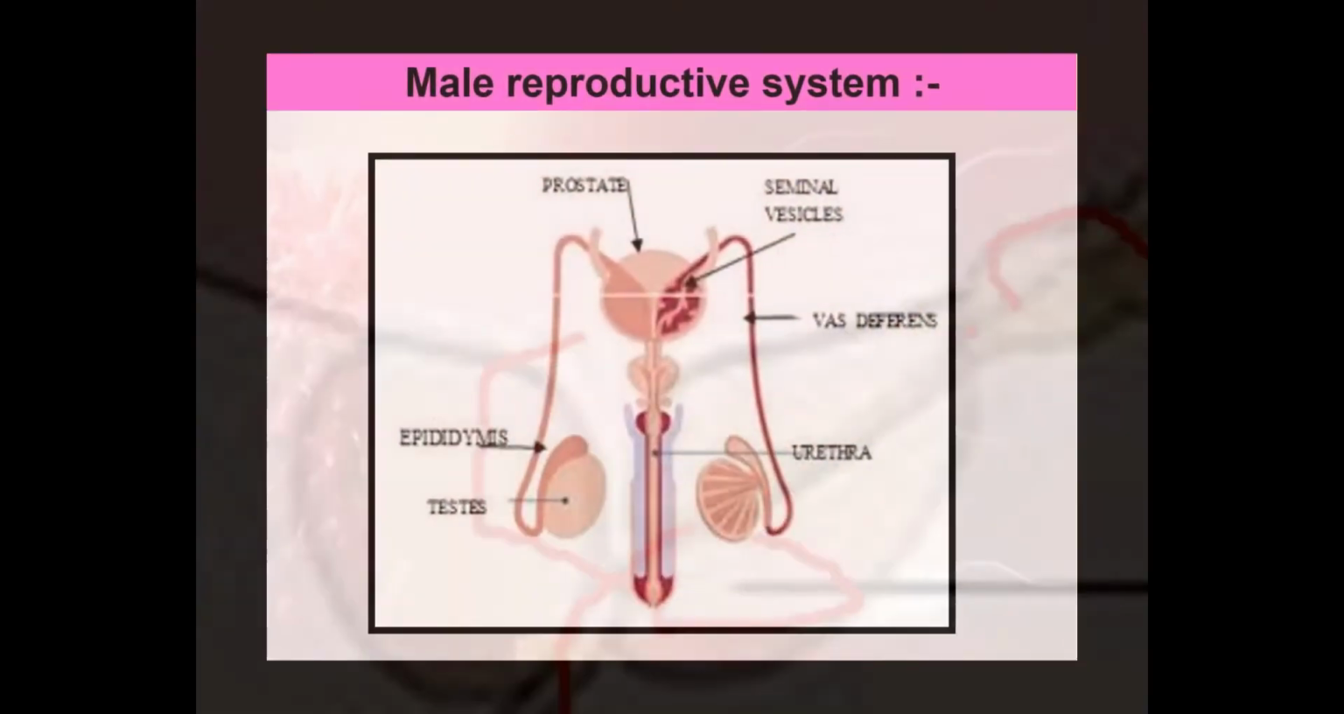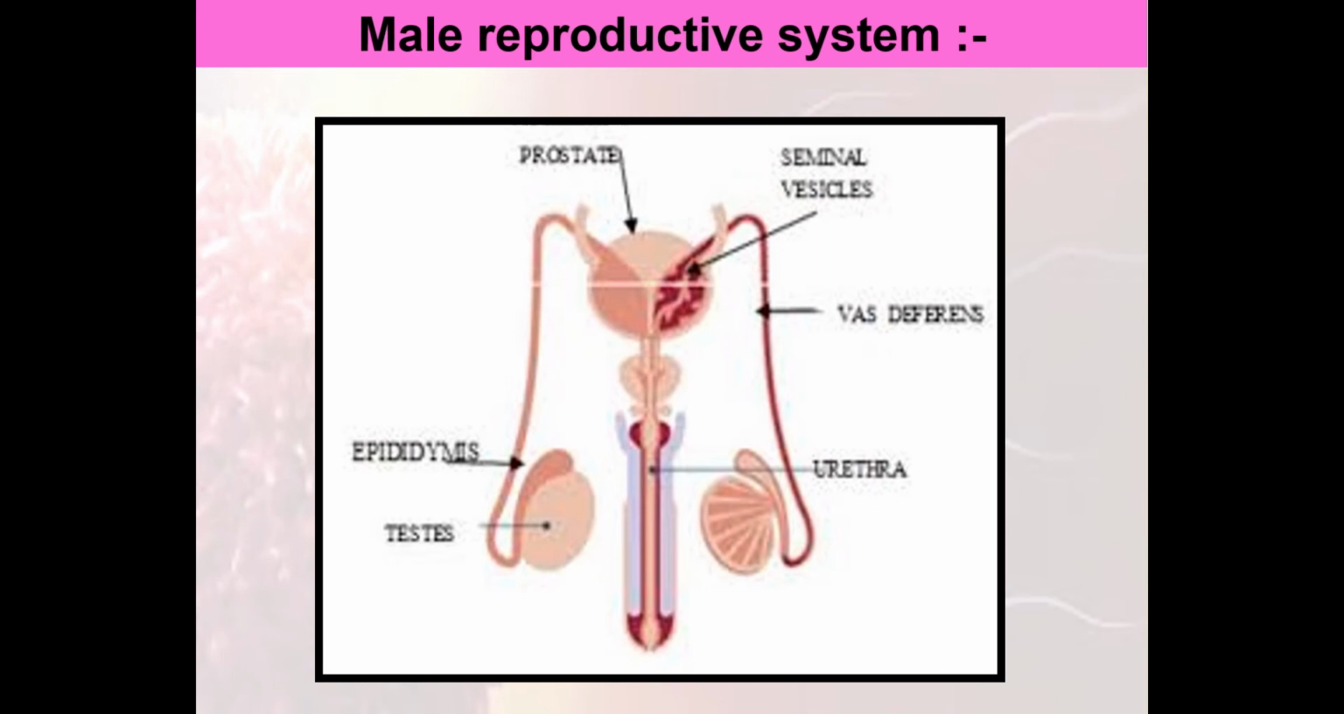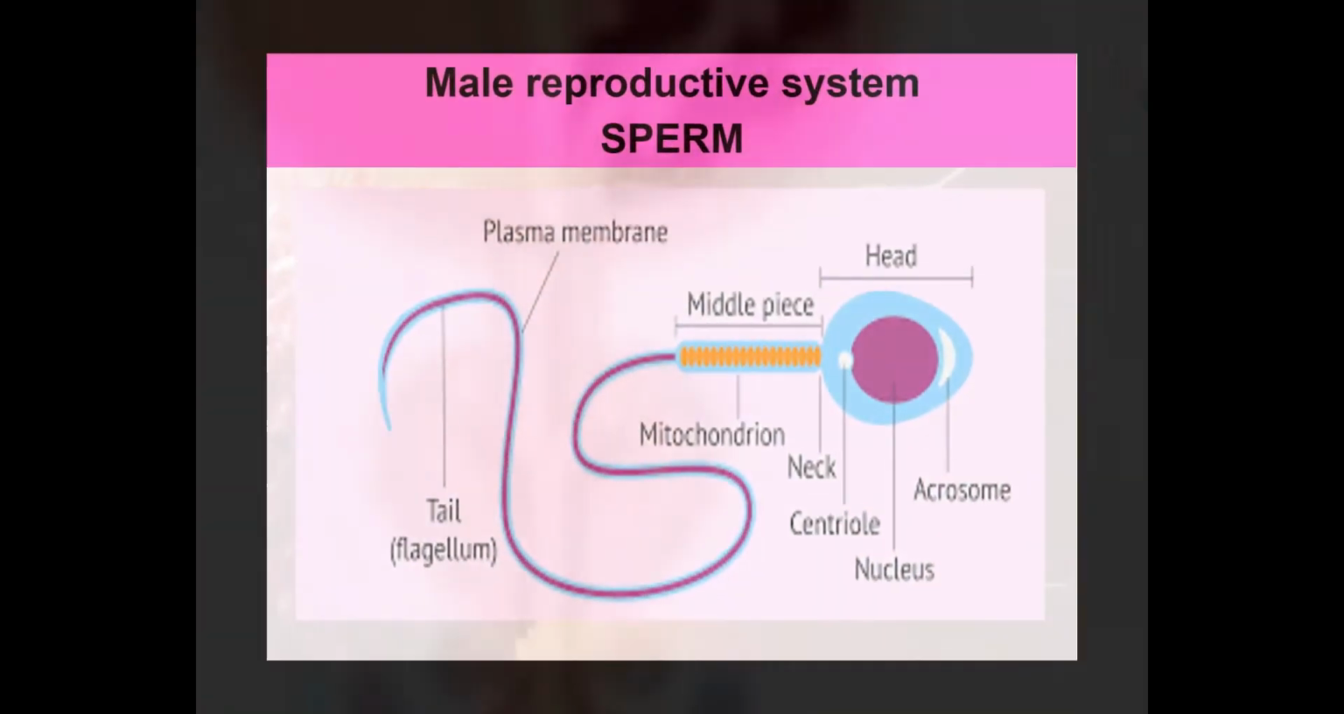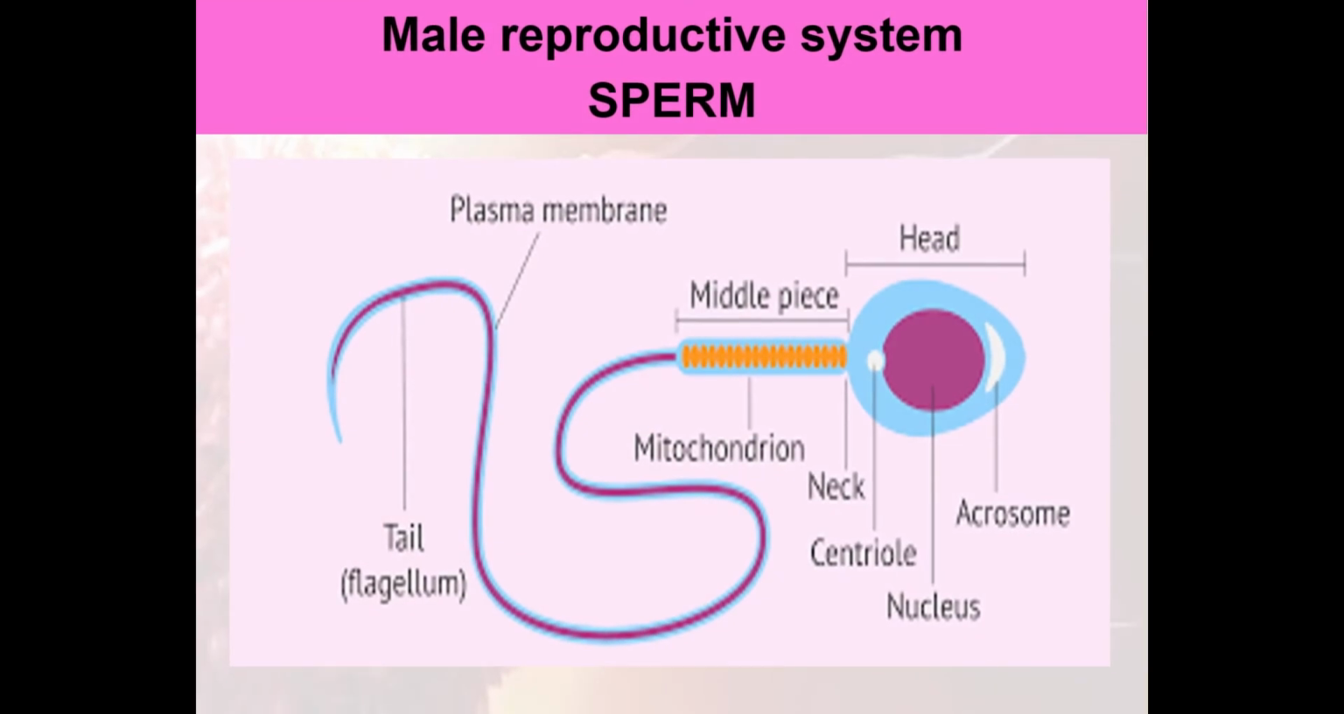This is the structure of the male gamete, the sperm. At a time, millions of sperms are produced in the male, in the testes. It has a head region in which the nucleus is present, a middle piece that has a number of mitochondria that provide the energy for its movement, and a tail made up of flagella so that these sperms can move.